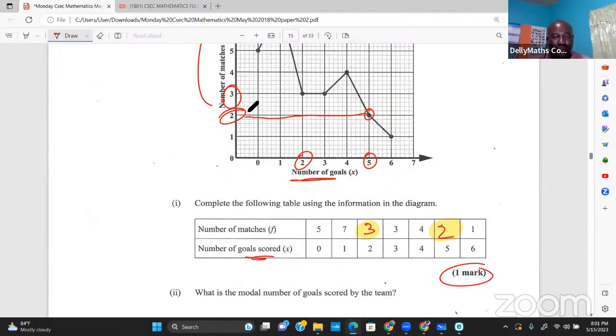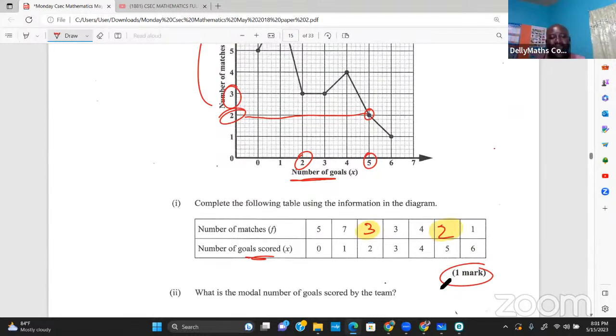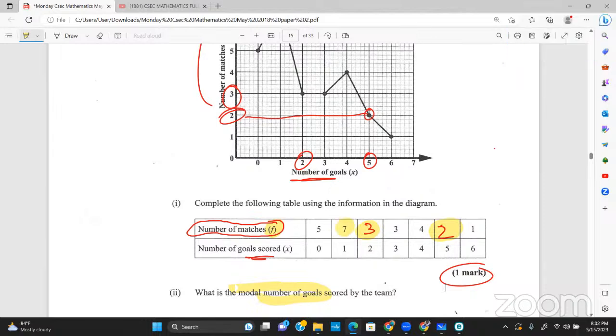You're looking at it. The modal number of goals scored. Please be advised, remember, the frequency is not the data. It's how many times a certain data was seen. So we have to pay attention to the fact that we're looking at the f to help us find the answer. The modal goal scored. Goals, so your answer must be goals. So you're going to go now and look for the biggest frequency. Number 7. 1. What's the modal number of goals scored?